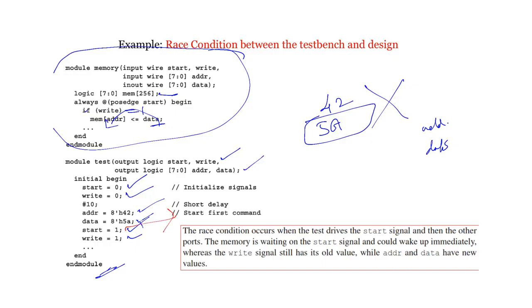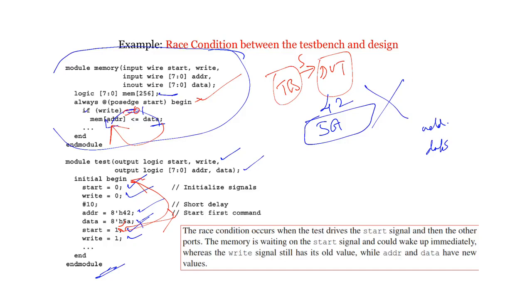As soon as start is equal to 1, because you are giving it from the test bench and it is your DUT, this program starts executing: always at positive edge of start. A positive edge has occurred because previously start was 0, and now you are making it 1. As soon as the positive edge comes, what is the write value? The write value is still the previous one, that means write is equal to 0. So no new data is loaded into memory because the write signal is still at 0.